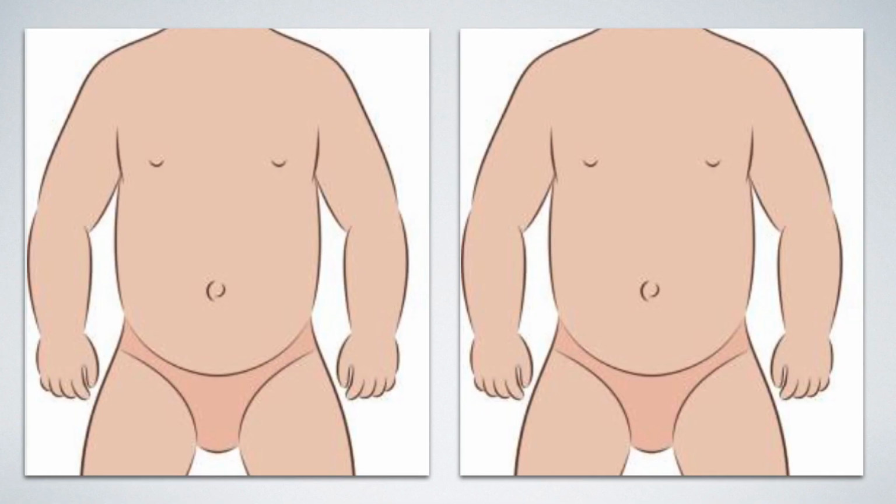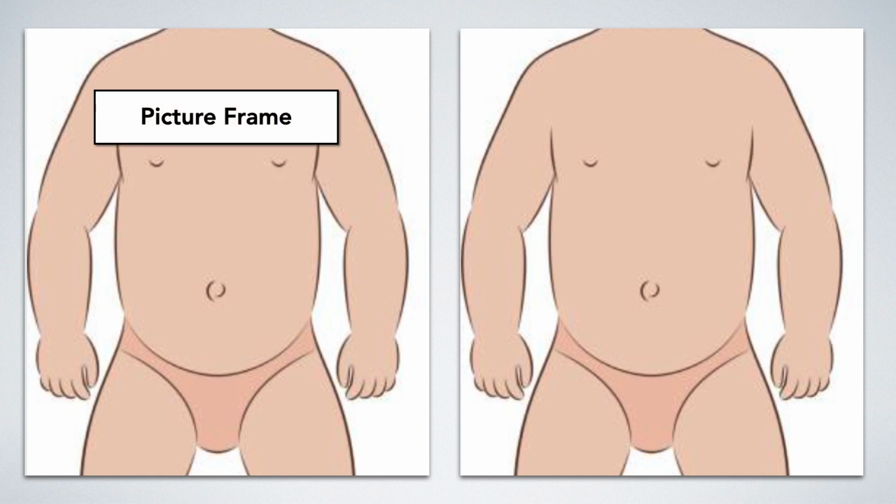As I mentioned, there are two approaches to scanning for intussusception. The first is the picture frame approach. You'll start at the right lower quadrant, follow the ascending colon to the right upper quadrant, then go across the transverse colon to the left upper quadrant. You'll then follow the descending colon down to the left lower quadrant.